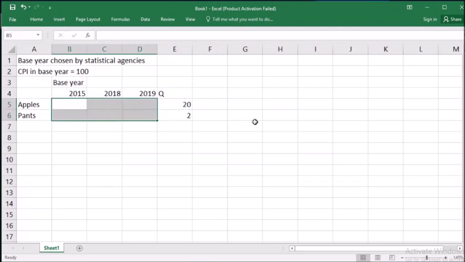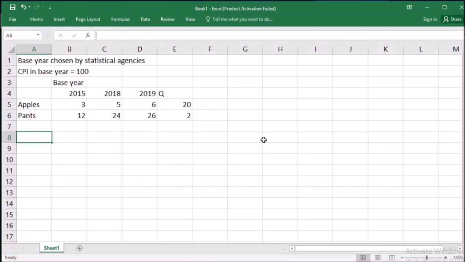In this table over here, I'm going to write down the prices of those products that would be checked by the statistical agencies. Let's say the price of an apple in 2015 was $3 and the price of a pair of pants is $12. Let's say in 2018 the price of an apple was $5, and $6 in 2019. And pants cost $24 in 2018 and $26 in 2019.